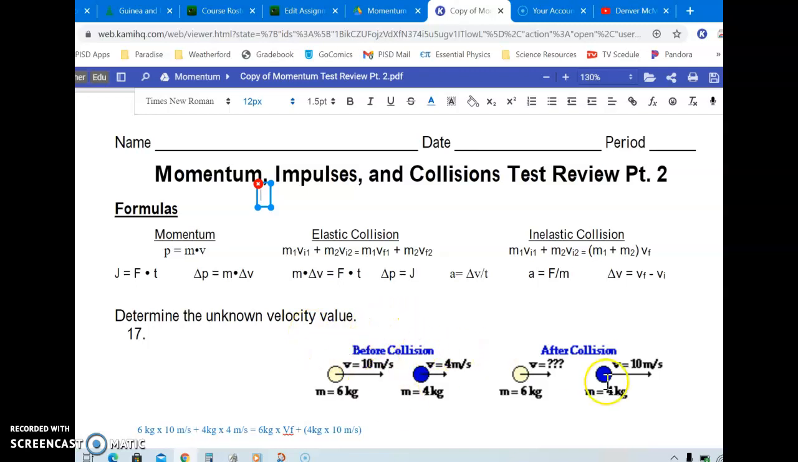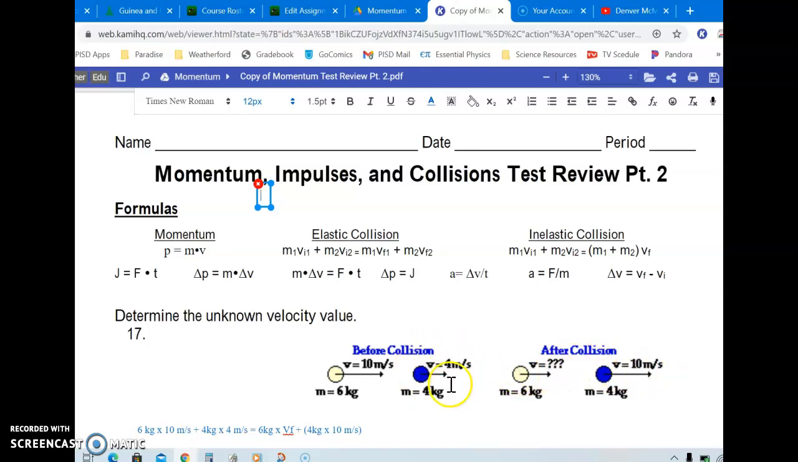If I give you a picture like this, then you've already got it. All you got to do is say the momentum of this one, which is kilograms times the velocity, plus the momentum of this one, which is kilograms times velocity, is going to be equal to the momentum of the two of them added together afterward, because momentum is always conserved. And so you're going to have the total number. So whatever's on this side, if you add them together, is going to be equal to whatever's on this side.